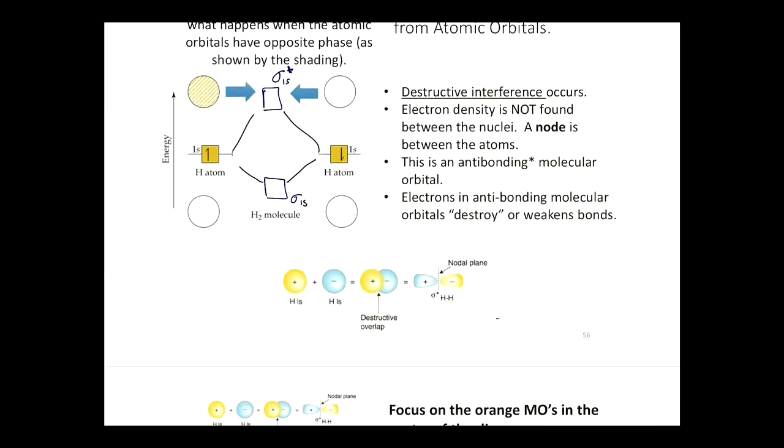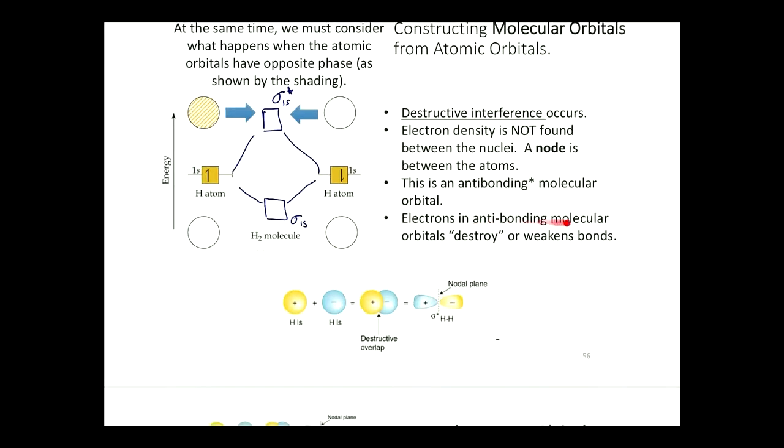We have a node, okay? So like this plane where electron density does not exist between the atoms. So if you put electrons in this type of molecular orbital, you weaken the bond because of that node that is present, all right? So here, electrons in antibonding MOs will destroy or weaken your bond. So there we go. There's our molecular orbital diagram.